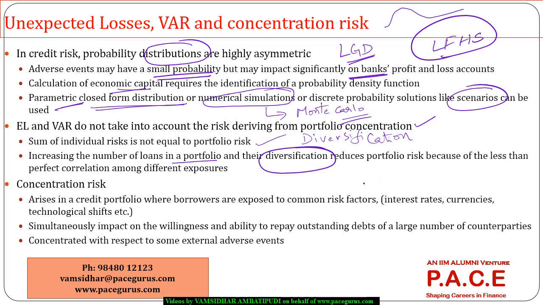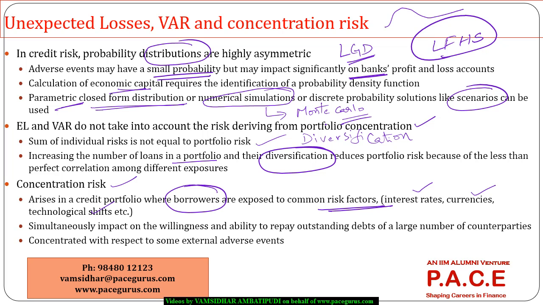The lesser the correlation between the various exposures, the more it adds to the concept of diversification. So just defining the concentration risk: especially in the case of a credit portfolio, when I am talking about the borrowers, they are all exposed to common risk factors. So all borrowers are impacted by interest rates, all borrowers are impacted by currencies, technological shifts.